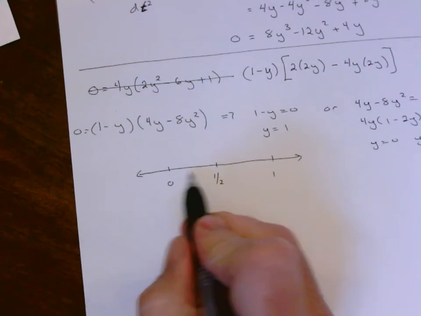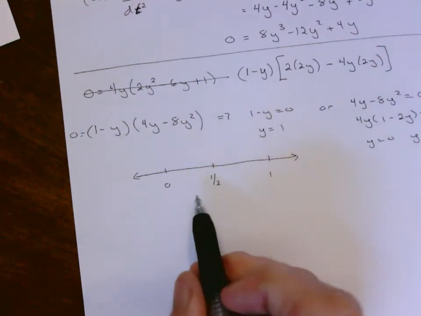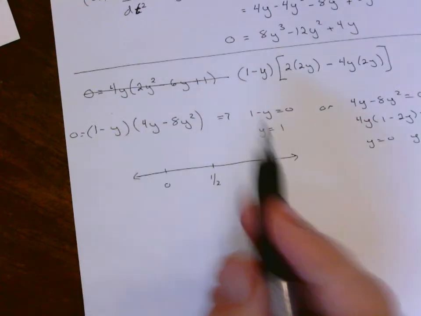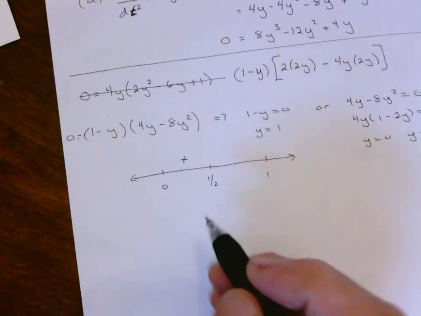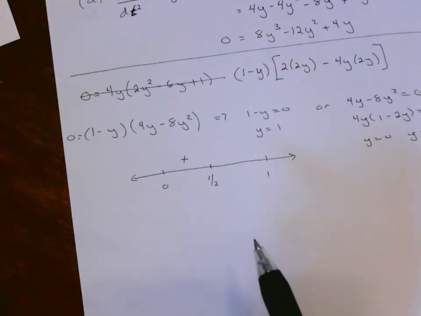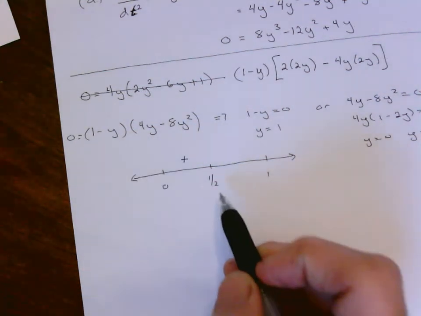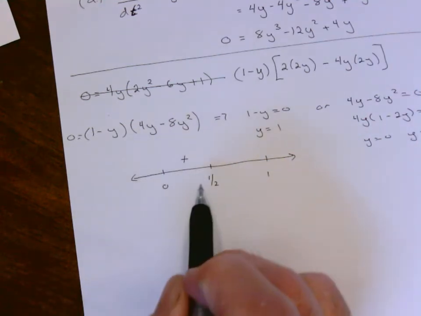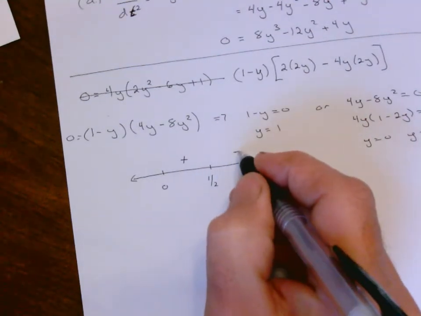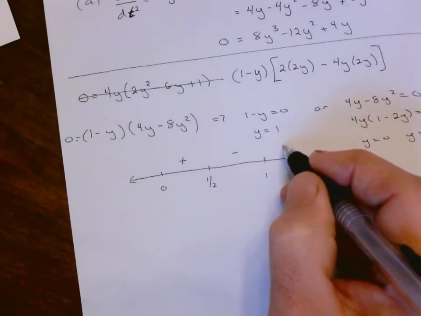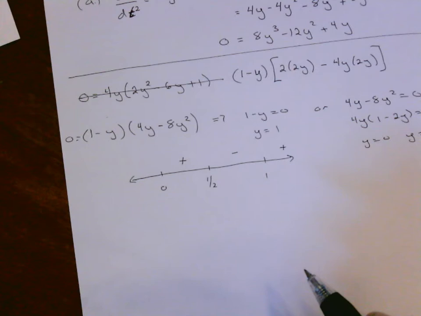So let's plug in a value here, like a quarter. I'm going to let you guys go and verify this later. This turns out to be a positive. So you pick like a fourth and plug it into here, and that's going to be a positive value. Okay, you plug something between a half and 1, like 3/4, into this. Well, it turns out that that's going to be a negative value, and then plug in something bigger than 1, it's going to give me a positive value again.